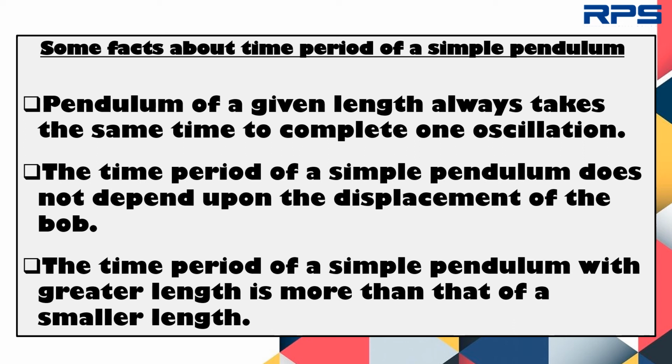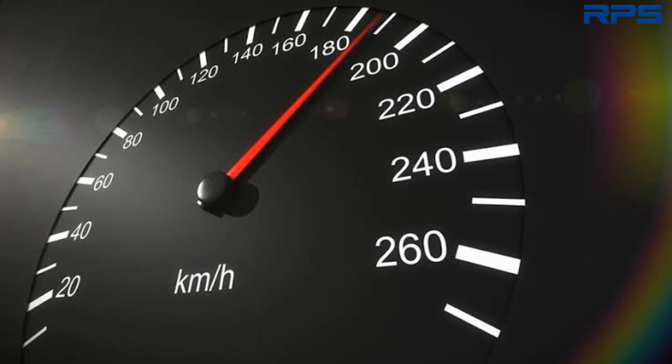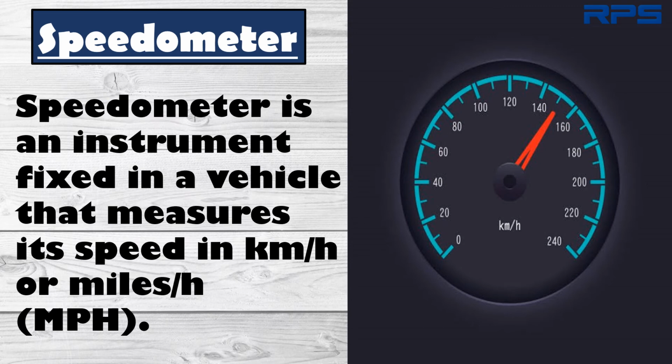Since we have discussed the measurement of distances and measurement of time, you will be able to calculate the speed of a moving object by using the formula discussed in the previous sessions. Observe this image. Have you seen this device before? Can you identify what it is? Yes, it's a speedometer. A speedometer is an instrument fixed in a vehicle that measures its speed in km per hour or miles per hour.